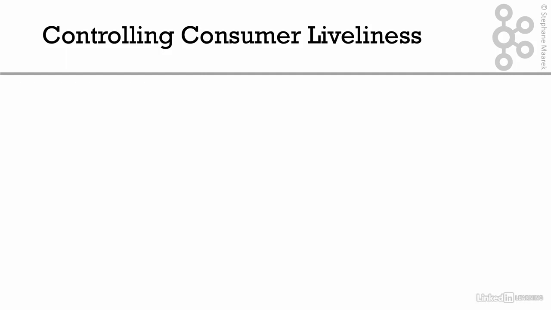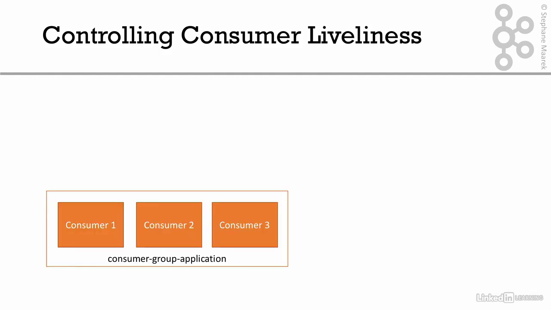Okay, so now a final advanced lecture on consumers. It's all theoretical. It's not something we'll act upon right now, but it's good for you to know about. So this is your consumer group application, and you have 3 consumers in it. And you may have been wondering, how does a consumer group work? Like, how does everything get coordinated?